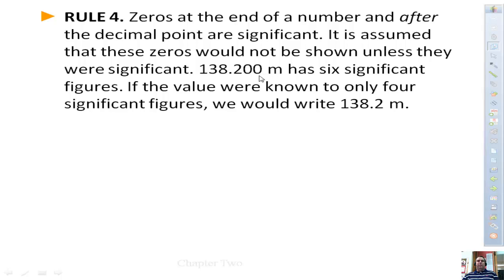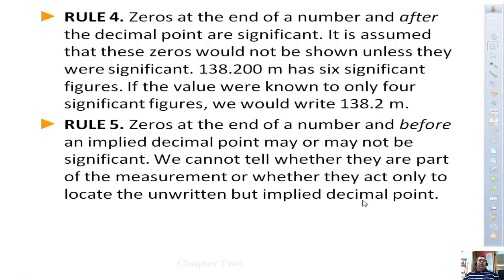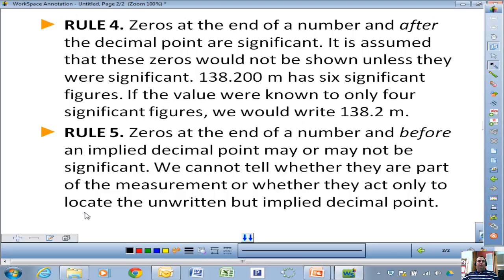6 sig figs is a lot more reliable than 4 sig figs because down here the 1, the 3, and the 8 are known. That one is my estimated position. And then rule number 5 says zeros at the end of a number and before an implied decimal point may or may not be significant. We cannot tell whether they are there or not, and they act only to locate an unwritten but implied decimal number. Here's what I'm basically saying.